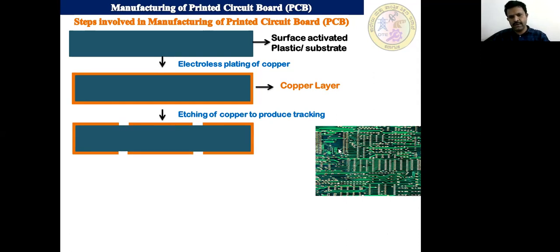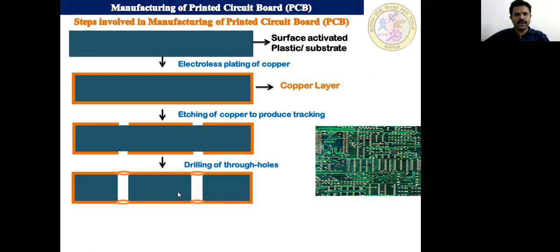You can see here there are two layers. One is the top layer and the other one is the bottom layer. On both sides, components can be loaded. The next step, they will go for a drilling process to provide a connection between top layer components and bottom layer components. They go for the drilling process through this polymer sheet.